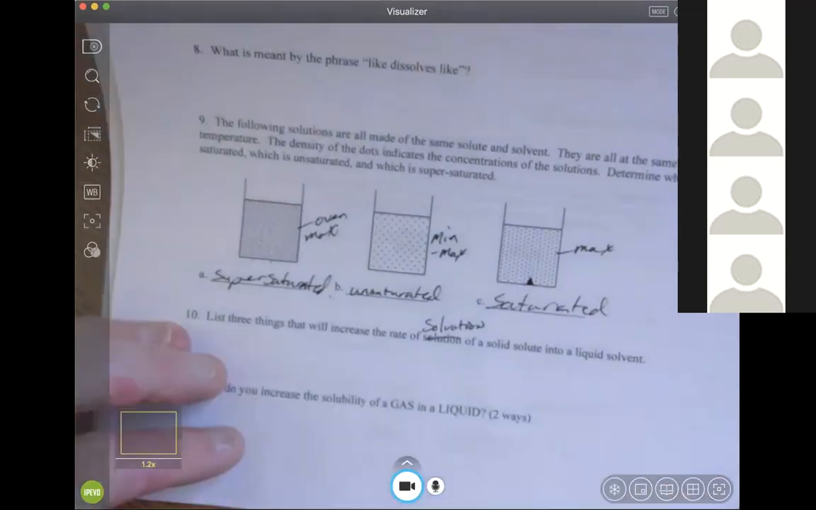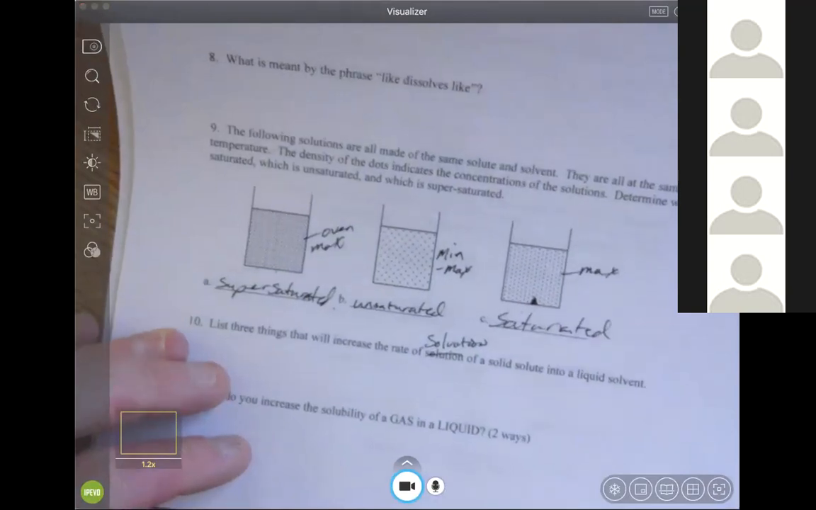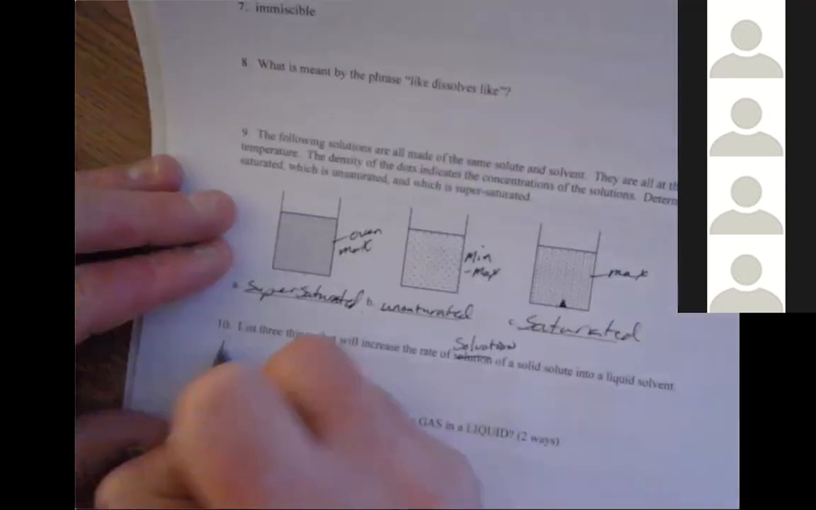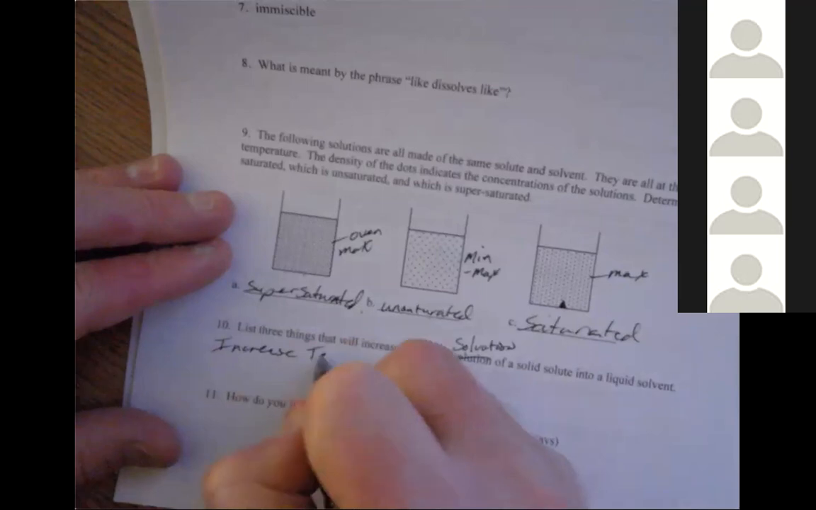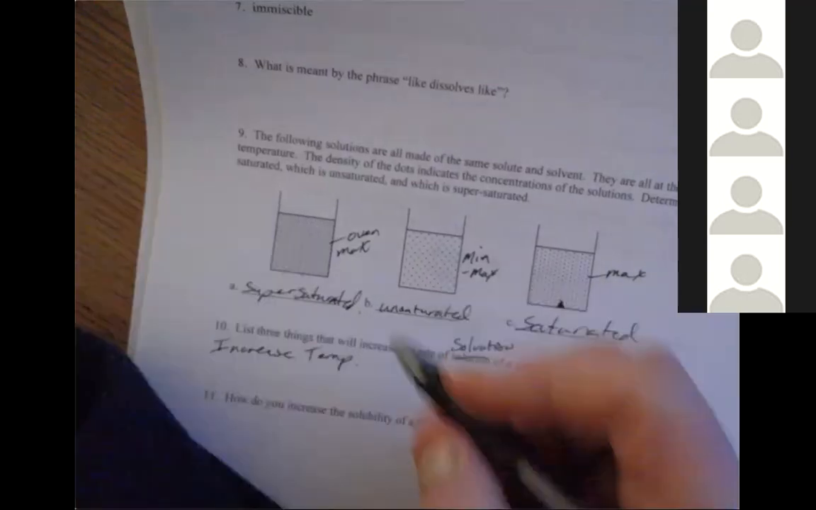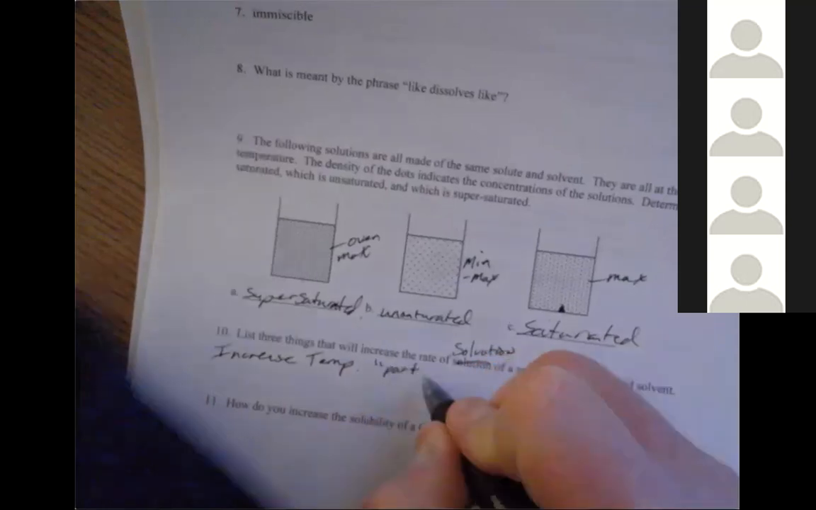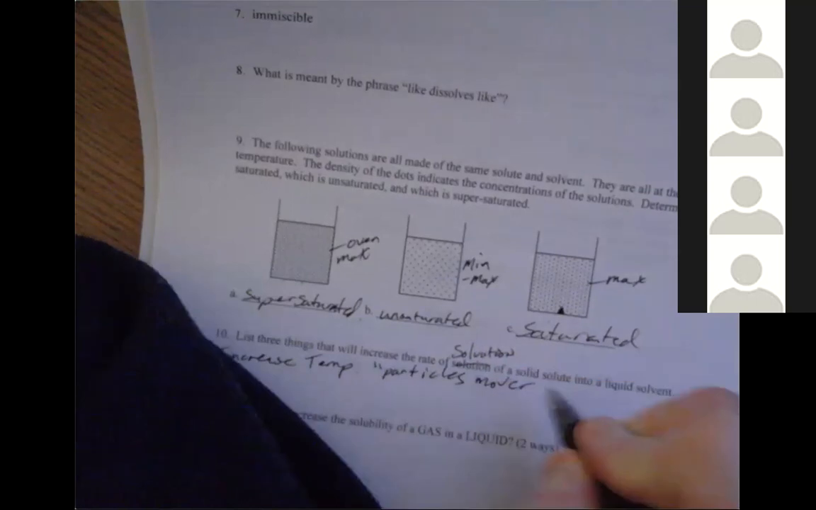Could we heat it up? Heating it up. What's that going to do? Wouldn't that increase the solvation rate, causing more particles to dissolve? But how? Would it make the particles move more? Yeah, the particles move faster, thus dissolve faster.